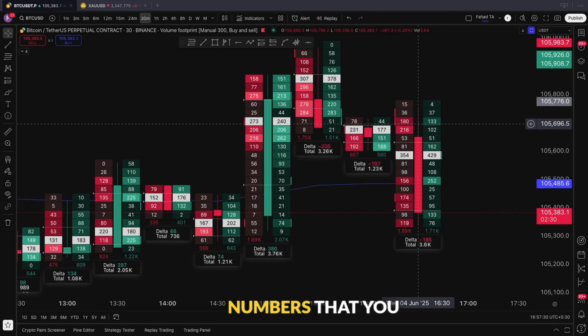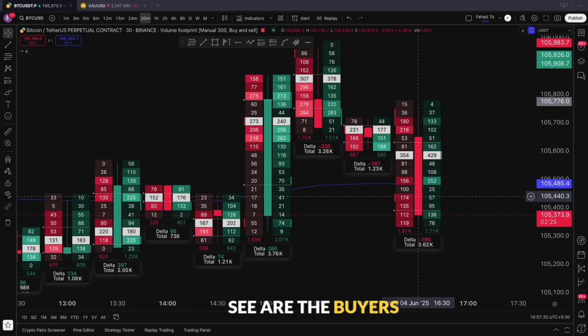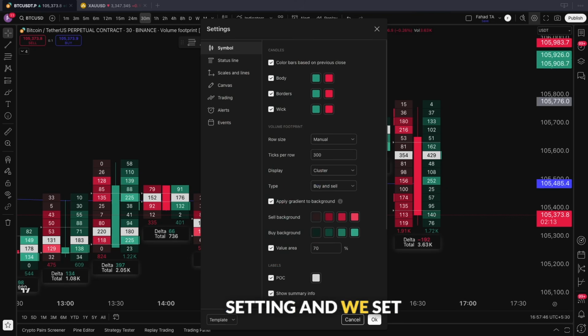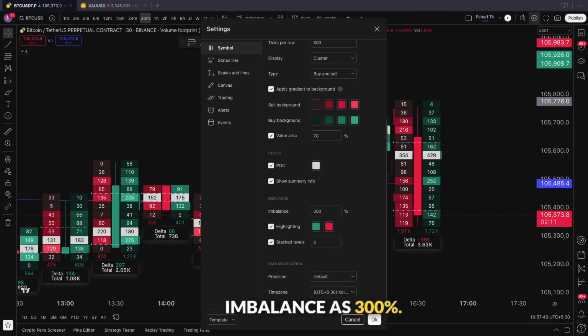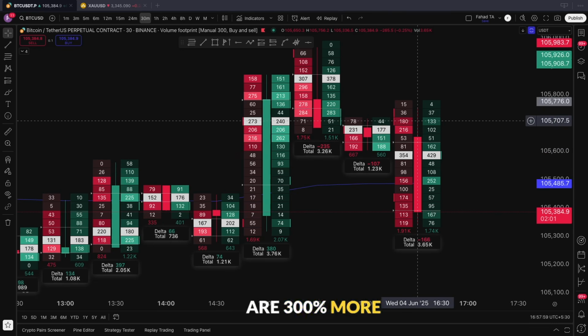On the left-hand side, the numbers that you see are the sellers in the market. On the right-hand side, all the numbers that you see are the buyers in the market. Now you will also be able to see some small green lines and red lines. These lines are actually imbalances. Remember when we went to the settings and set imbalance as 300%. Every time there are 300% more buyers than sellers, it will give you a green line. When there are 300% more sellers than buyers, it will give you a red line. That is how imbalances work.